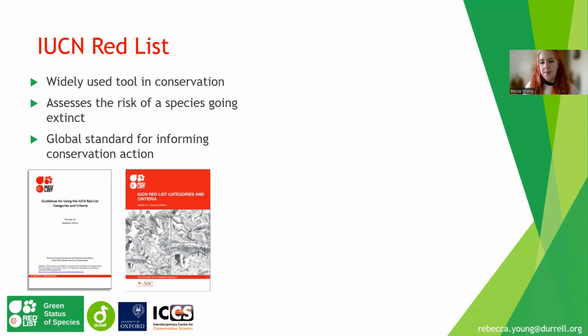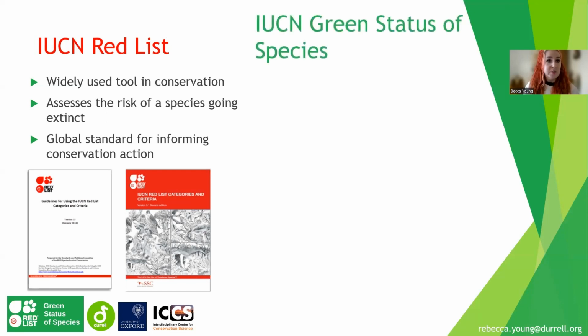But for a long time, there was a feeling within the conservation community that we didn't have a way of understanding the impact of what we were doing specifically. So whilst you can get a feel for this with the Red List, for example, a change in category, there wasn't a metric that was specifically to understand species recovery and the impact of conservation. And so this is where the IUCN Green Status of Species comes in.